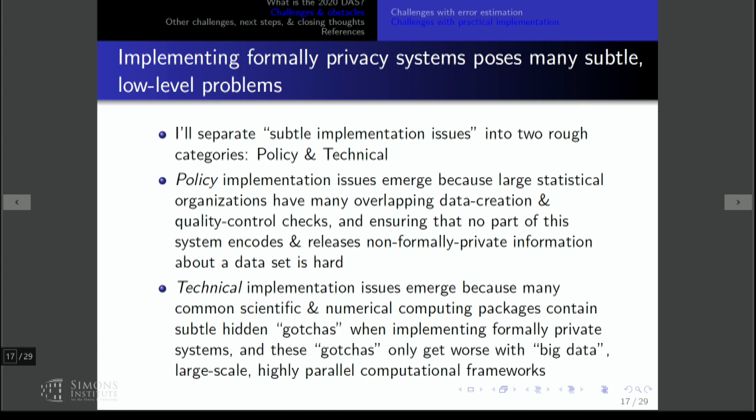Okay, so that sort of does it for error estimation, and I think we're actually doing okay on time, which shocks me a little bit.